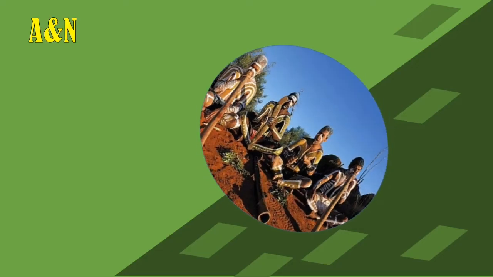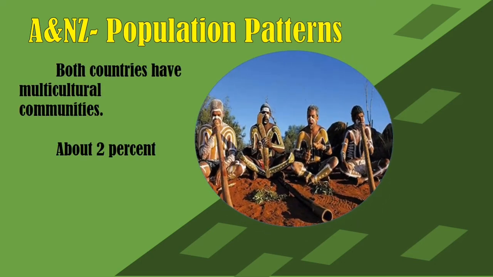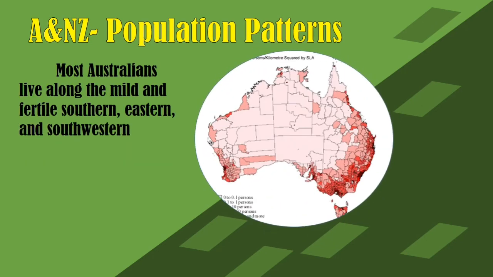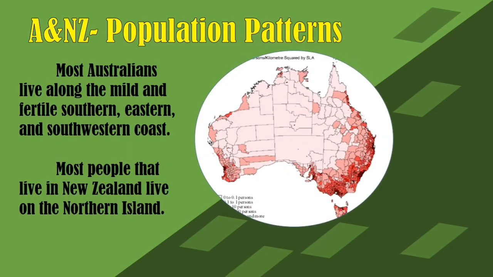Now let's look at the population patterns in Australia and New Zealand. Both countries have multicultural communities. About 2% of Australia's population is Aborigine, and about 7% of New Zealand is Maori. Most Australians live along the mild and fertile southern, eastern, and southwestern coast, while most people in New Zealand live on the northern island.